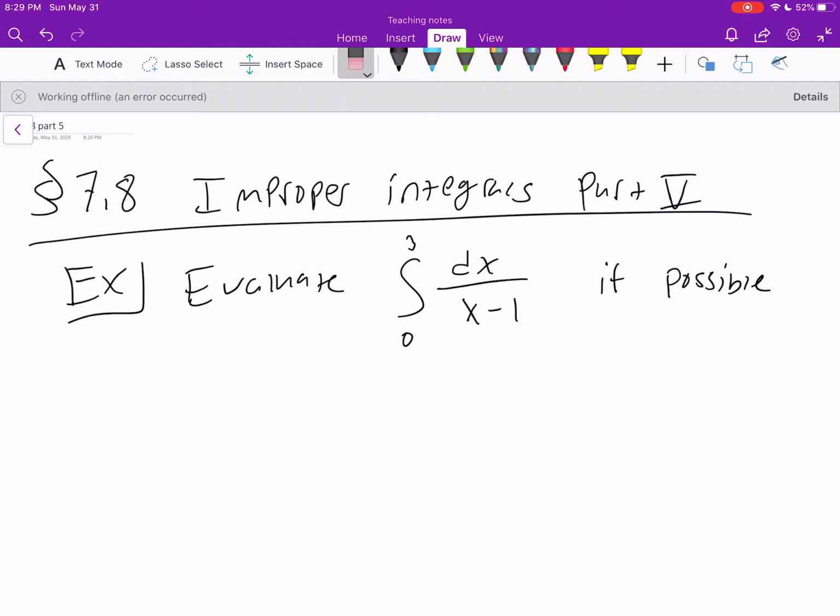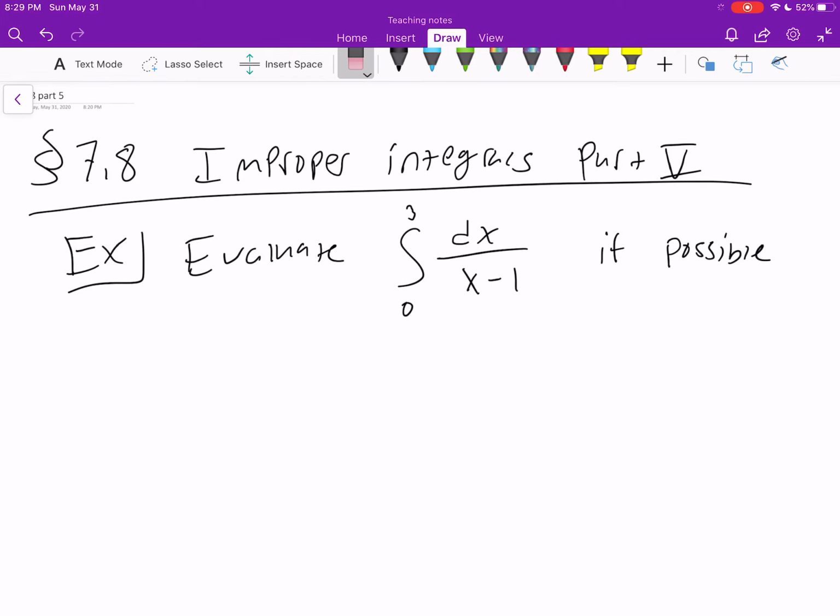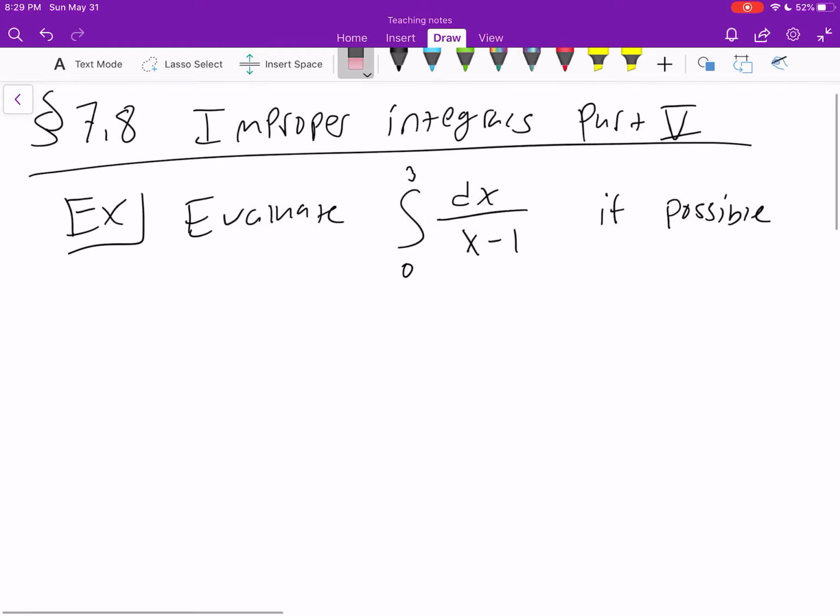I'm not going to do the section on the comparison test. I'm going to skip over that because it's not included in your homework. It's interesting if you want to read it, but I feel like it might be a little too much analysis, and I don't want to get into the weeds with that. So let's do this example. We have 2 examples left in this section.